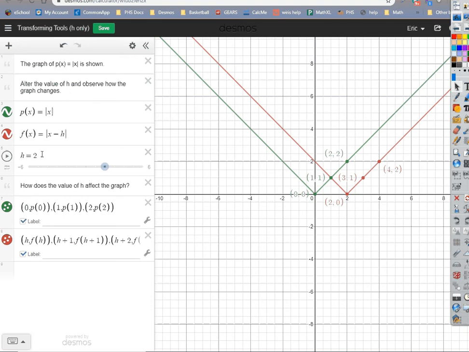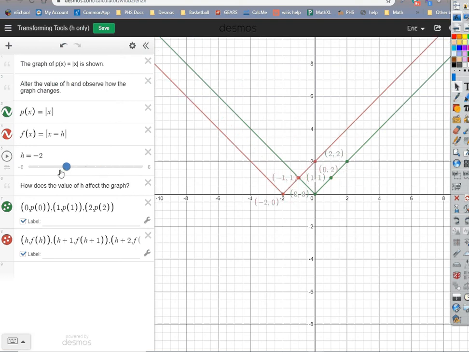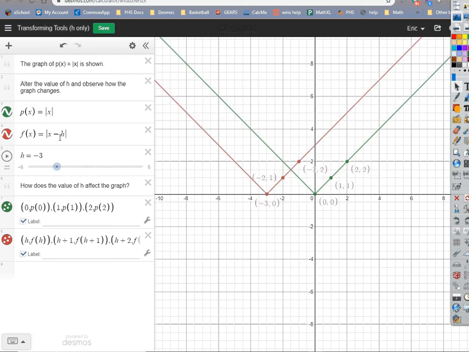So h, the number that we are subtracting from x, is what we call the horizontal displacement. If h is positive, it goes to the right. If h is negative, it goes negative to the right, which just means to the left. So if I do the absolute value of x minus 2, it's right there. If I do the absolute value of x plus 3, x minus negative 3 is the same as x plus 3, right? Look, it went to the left by a certain amount. Okay, by 3 in this case.